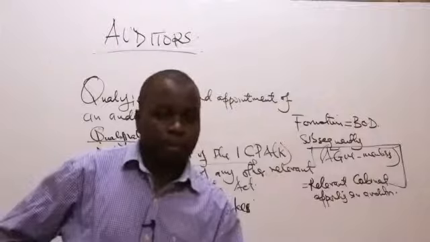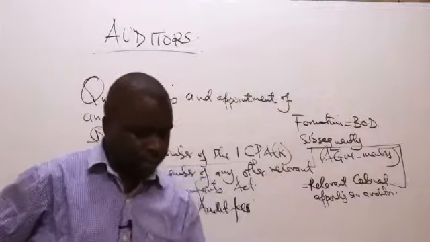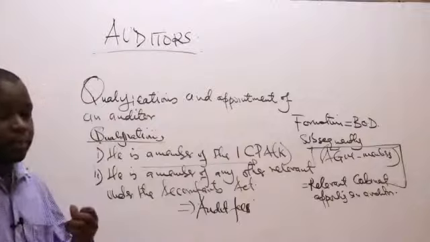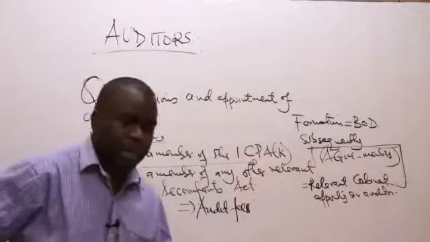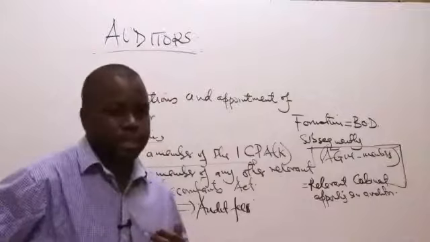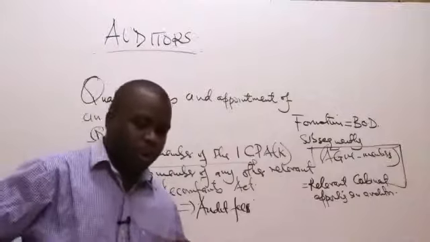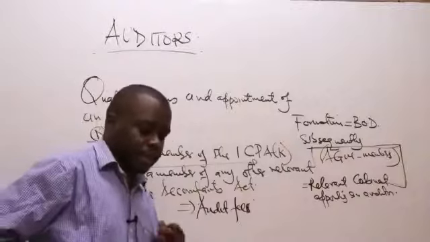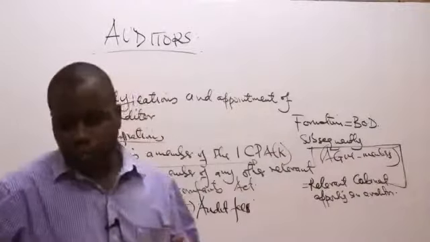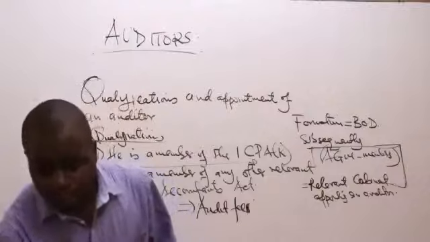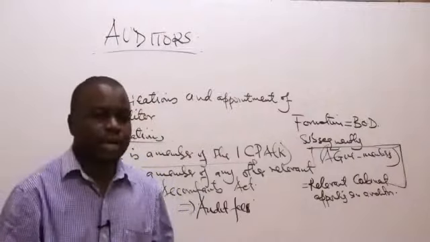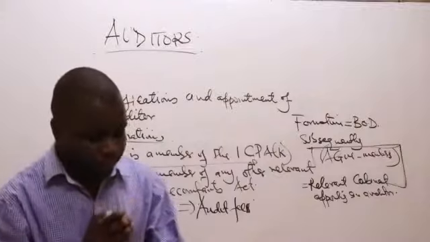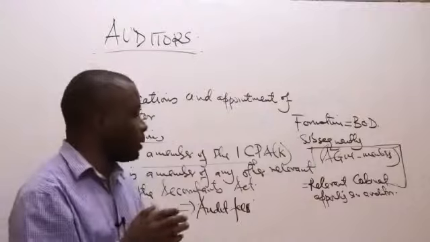So you can talk about audit fees. He can be paid audit fees. Number 2, you can talk about reimbursement of expenses incurred while carrying out his work as an auditor of the company. So that could be a way through which this particular auditor can be remunerated. So the remuneration could come in those ways: audit fees or maybe reimbursement of expenses.